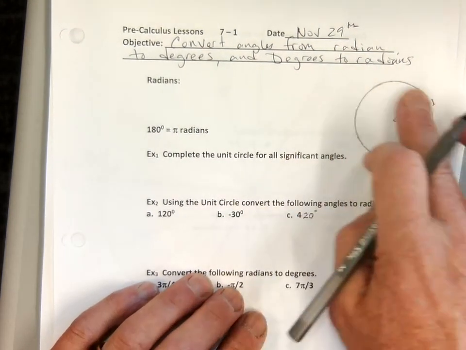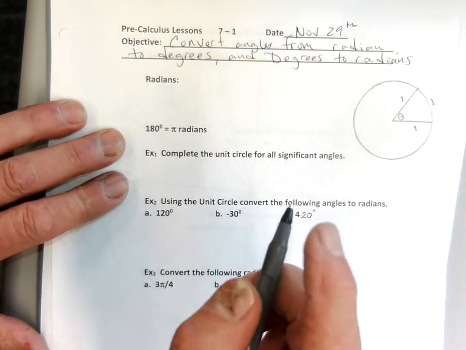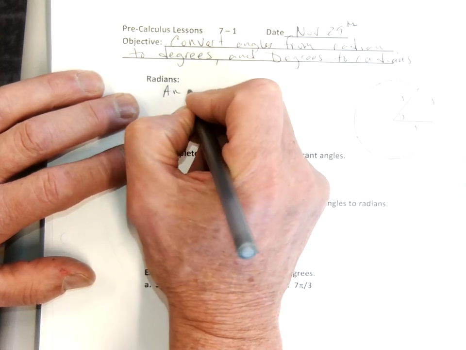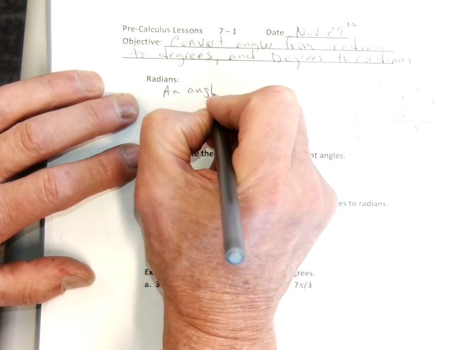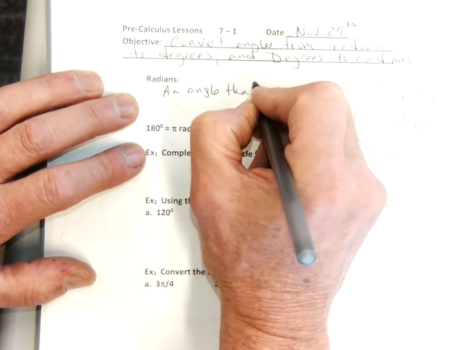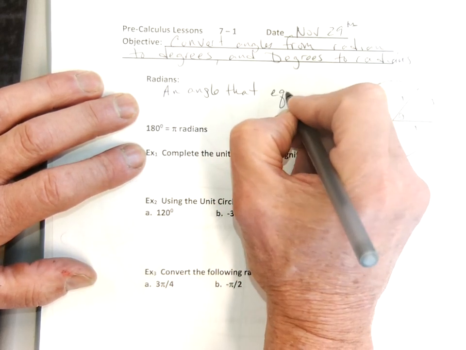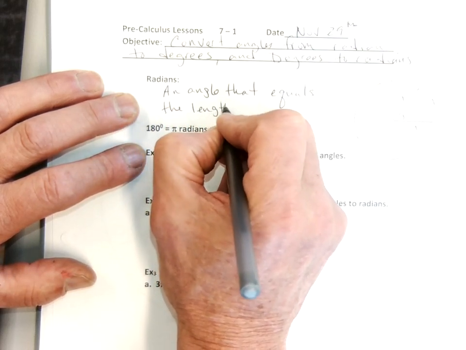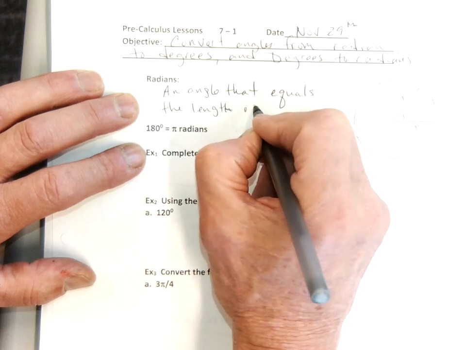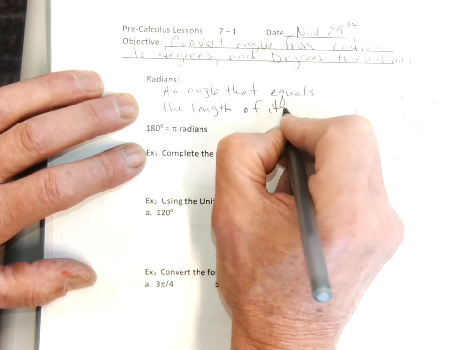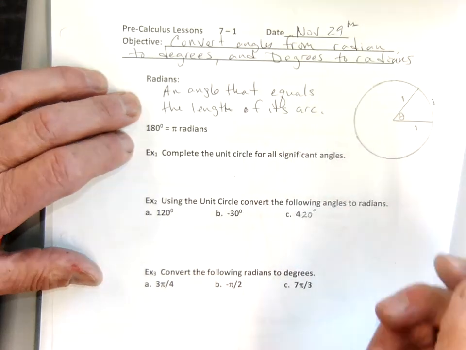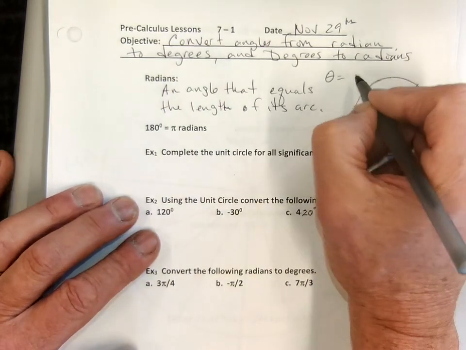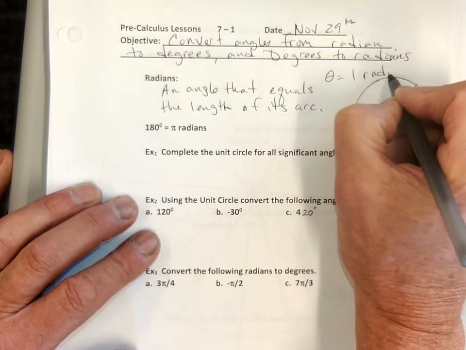So I drew a picture. So 1 radian, which is an angle, 1 radian. So a radian is an angle that equals the length of its arc. It's a subtended arc, but it doesn't matter. So in this case, theta would be 1 radian, okay?